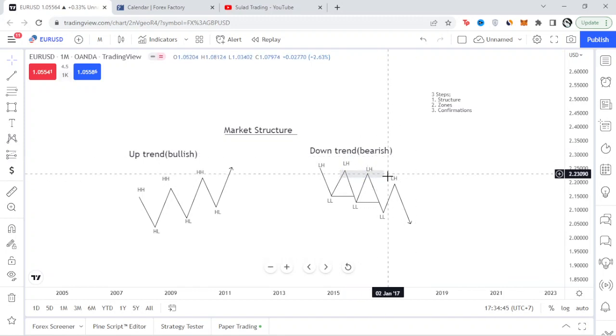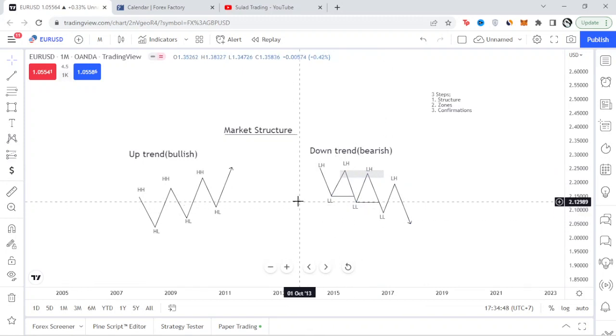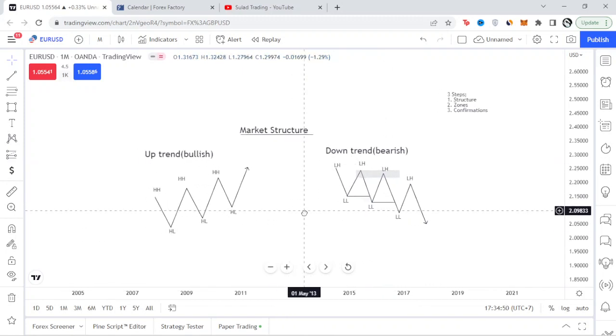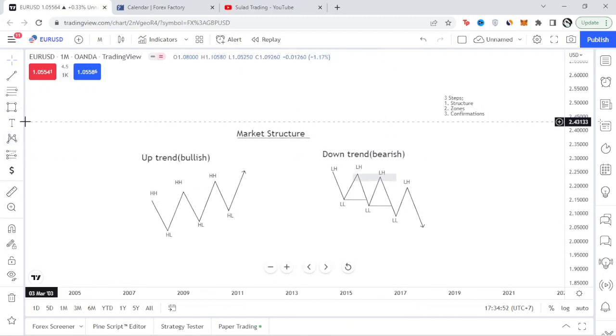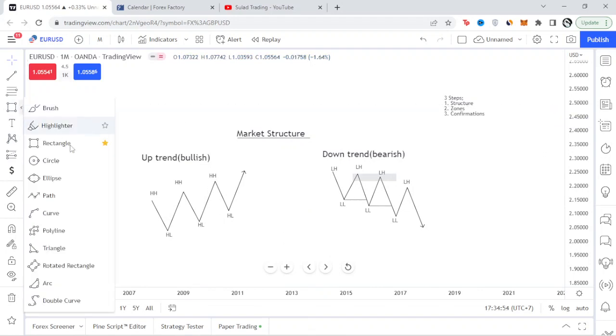Picking zones, that's when we get to zones. We're going to talk about that. For now, let me just stick to structure and talk about that for a very long period of time, because I believe it's not going to be a short video. So stick with me, guys.